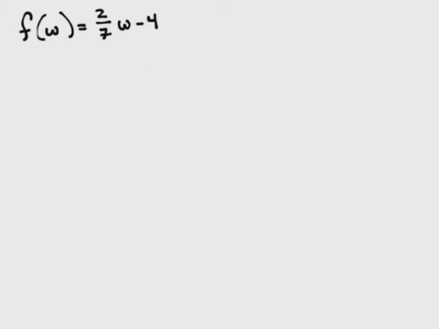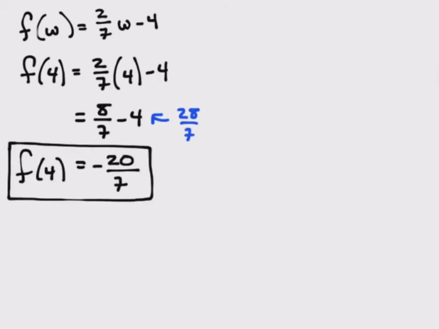Now that we have our function f's equation in function notation, we're ready to do things like find f of 4, which just means find the output when the input is 4. And all we're going to do is substitute 4 for our input variable, w. And we end up with the output when the input is 4 will be negative 20/7.